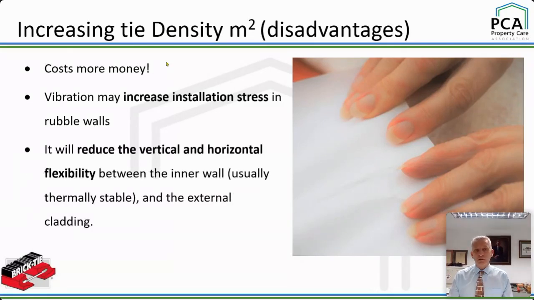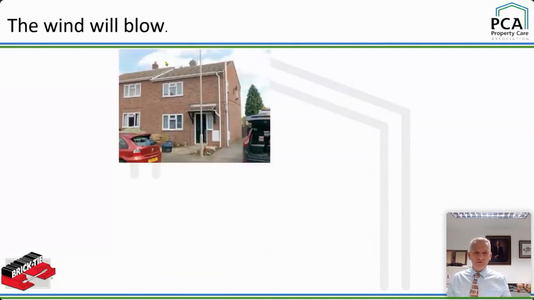Also, if you put loads of ties in, especially in a more modern building, you're going to reduce the vertical and horizontal flexibility, which is key, because we've got movement joints in the outer leaf and various other things, and we recognise the outer leaf moves in relation to the thermally stable inner leaf. As we insulate the houses, the interior will get more stable, and the exterior will get less stable thermally, right? So you're bound to get differential movement, so don't over-tie it.